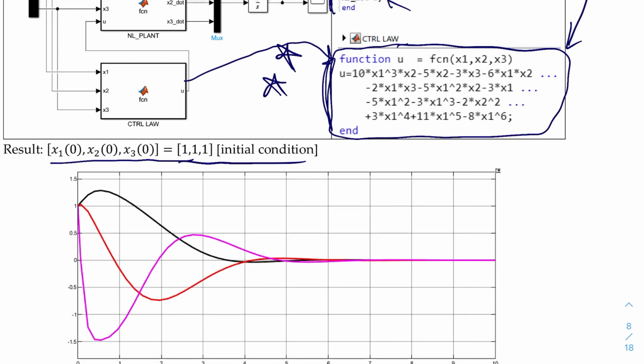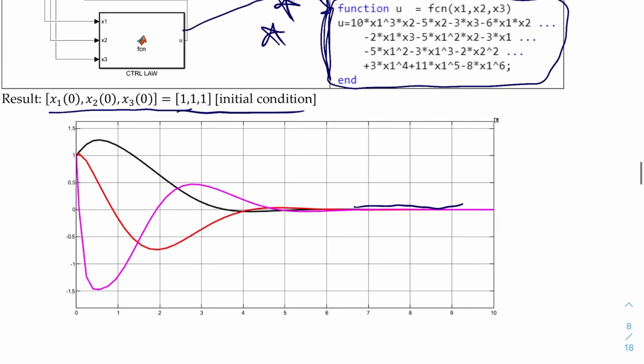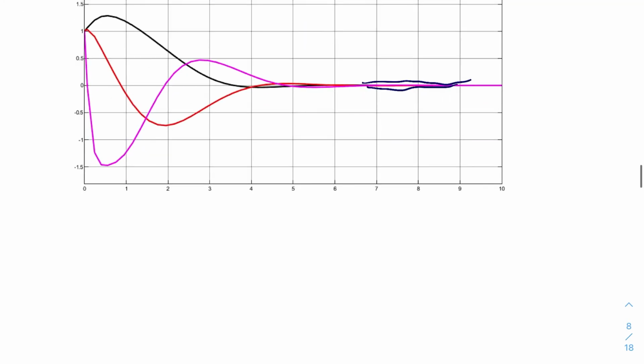As you can see, x1, x2, and x3. By the way, which one is x1, x2, x3 is not important to me, but they all converge to 0. Let's look at the time scale as well. They all converge to 0, and the closed loop system is stable. We have constructed our control law, u as a function of x1, x2, x3, meaning states, such that when we close the loop, the closed loop dynamics of x1, x2, x3 are stable, meaning x goes to 0 as t goes to infinity.